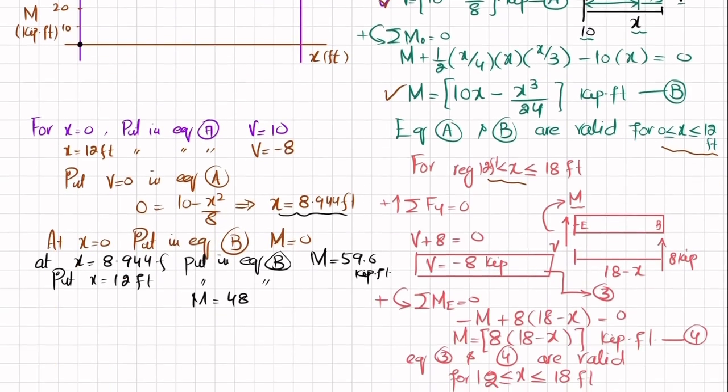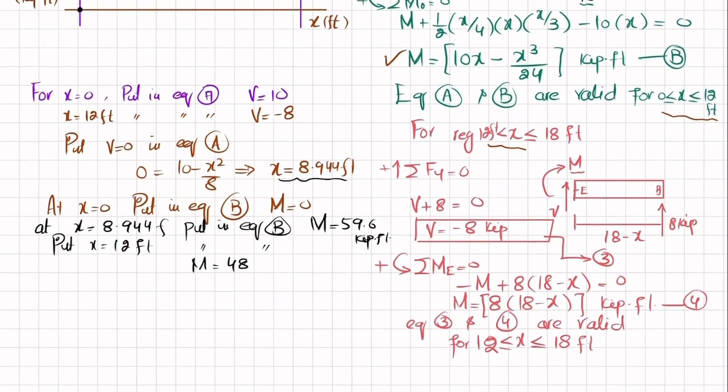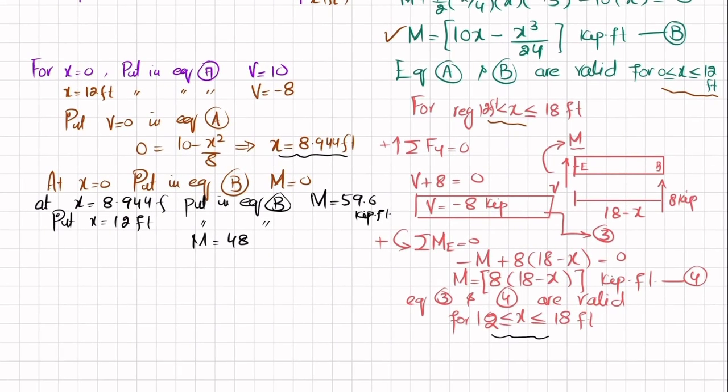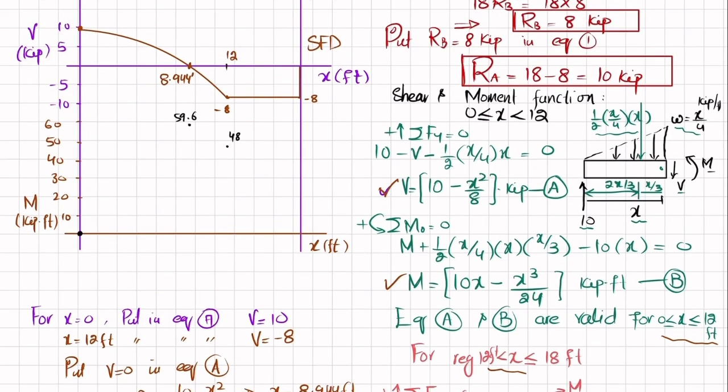Now we will apply the region x greater than 12 and less than 18. So put x equal to 18 in equation number 4. This is equation number 4. So 18 minus 18 will be equal to 0, so moment is equal to 0. It means that at x equal to 18, you will have moment 0.